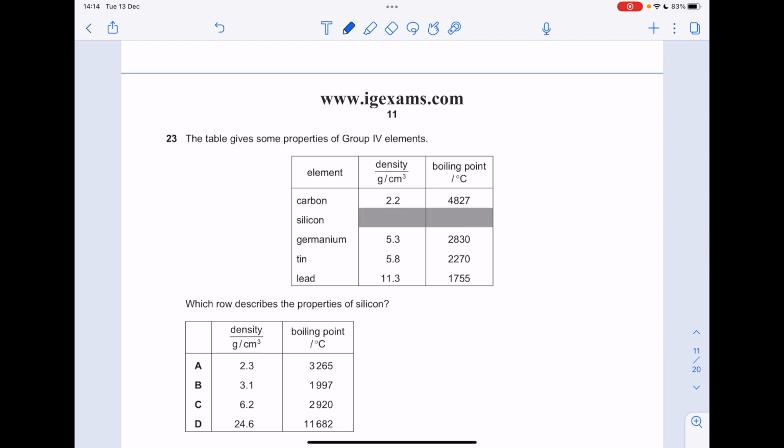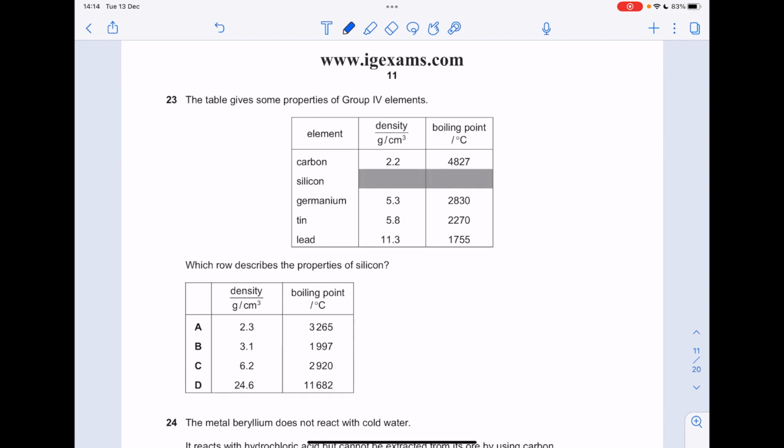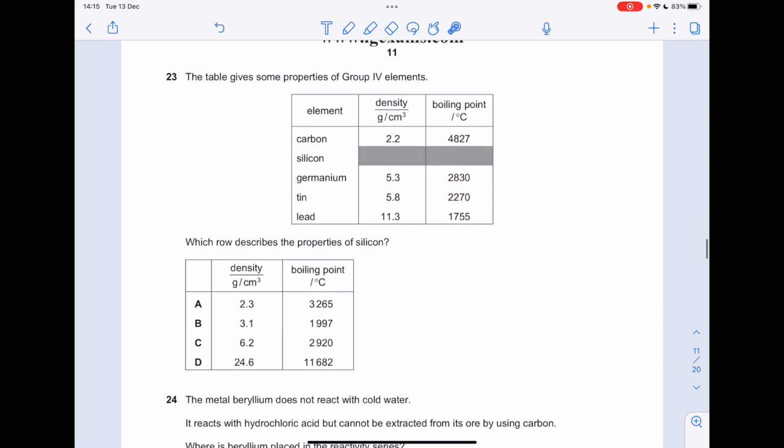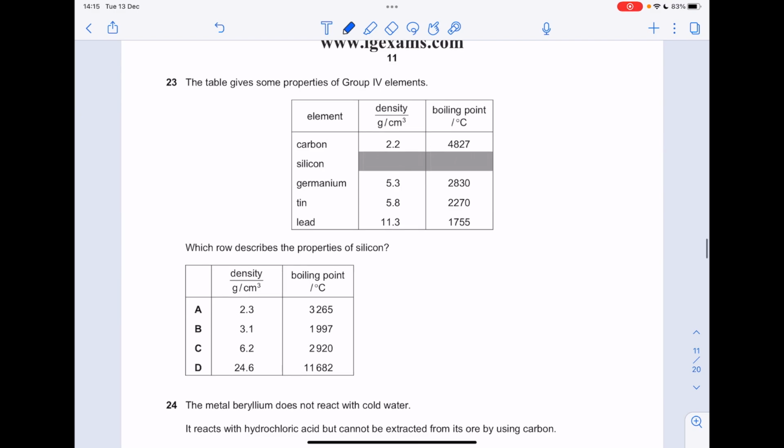The table gives some properties of group 4 elements. Which row describes the properties of silicon? So we want an intermediate density and a boiling point which is lower than carbon, higher than germanium. So actually that's option A.